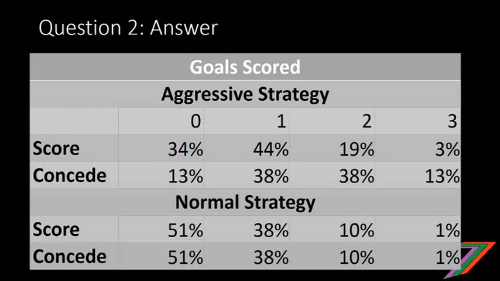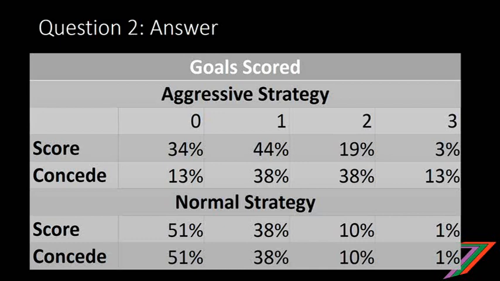So question 2 is very similar to question 1, except we've changed the probabilities of scoring and the probabilities of conceding goals with the aggressive and the normal strategy. So how does this affect what decision a coach should make regarding being more aggressive or just keeping the same normal strategy as before? Again, we need to calculate the probability of scoring 0 goals, 1 goal, 2 goals, and 3 goals within that 15-minute period.